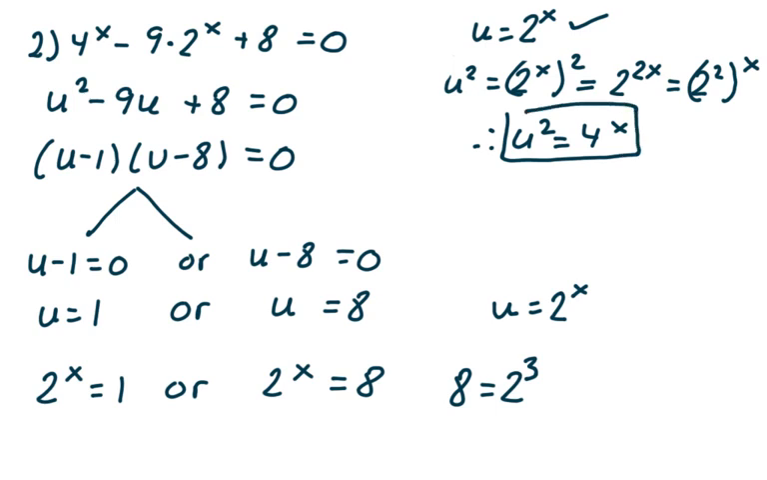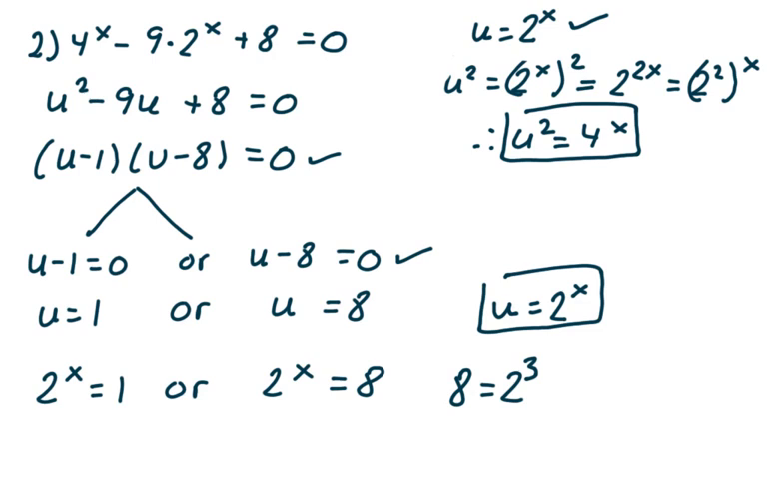So now we can rewrite this equation in terms of u. And when we do that, we get u squared minus 9u plus 8 equals 0. So u minus 1 times u minus 8 equals 0. And remember, we want to solve for u. So it follows that u minus 1 equals 0 or u minus 8 equals 0. So u equals 1 or u equals 8. But remember, u equals 2 to the x. So 2 to the x equals 1 or 2 to the x equals 8.